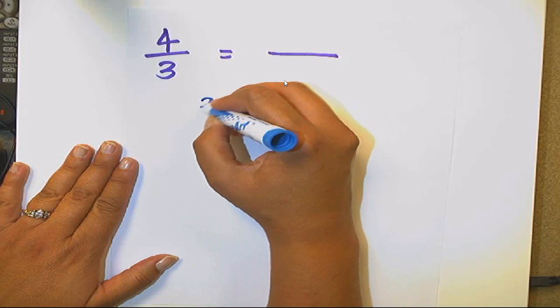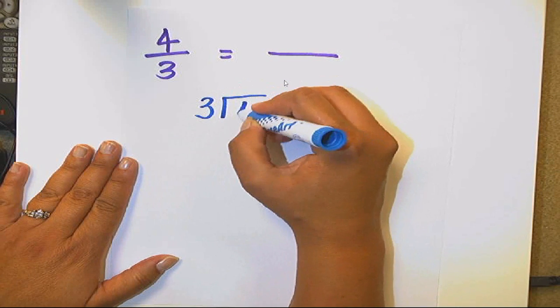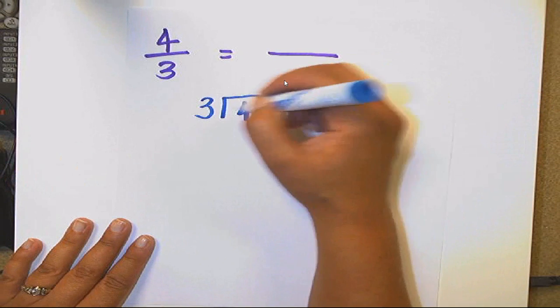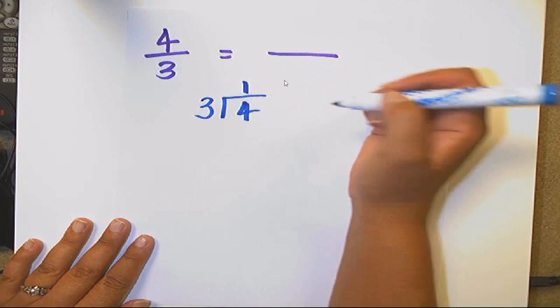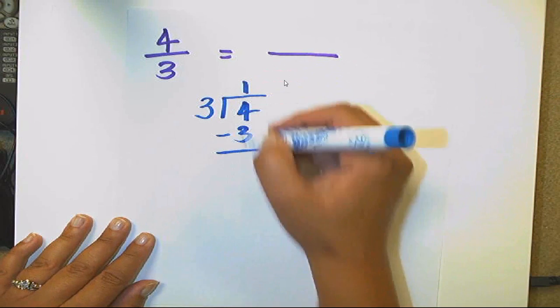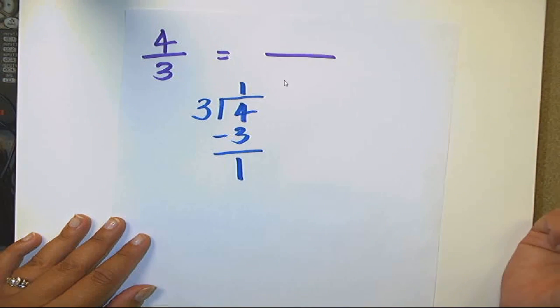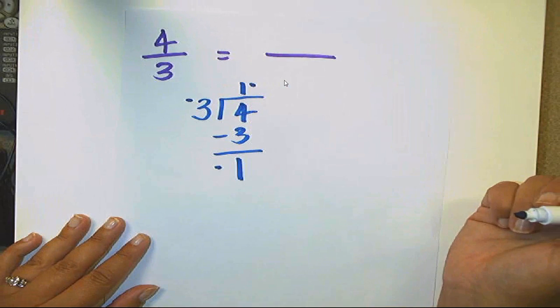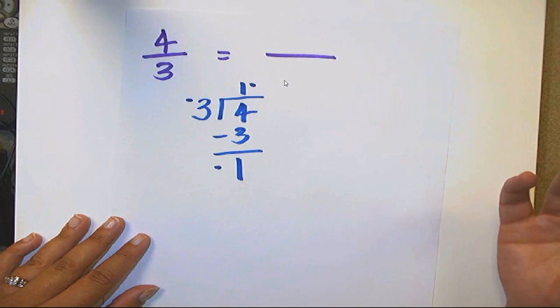So I'm going to take 3 divided by 4. And then you just do your simple division problem. I know that 3 will go into 4 one time. 1 times 3 is 3, subtract, and I'm left with these numbers that I now are all part of my answer.